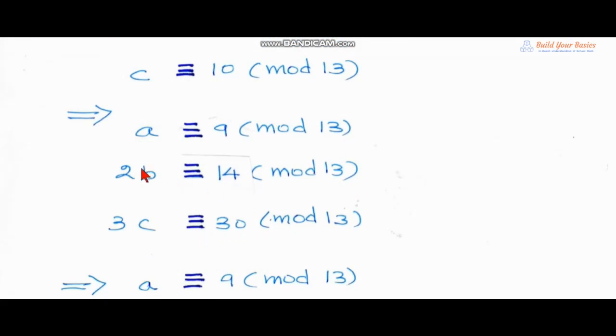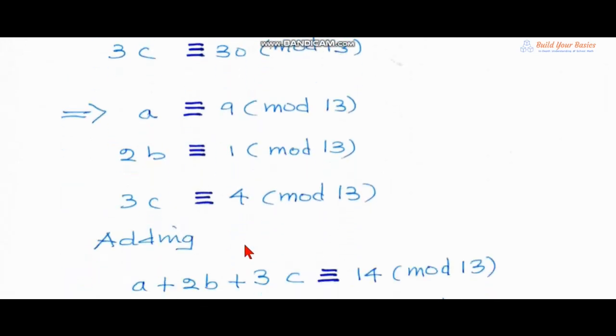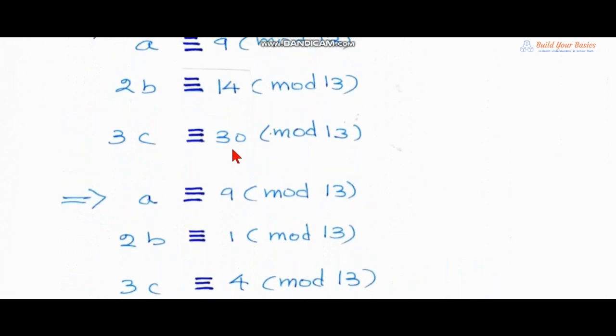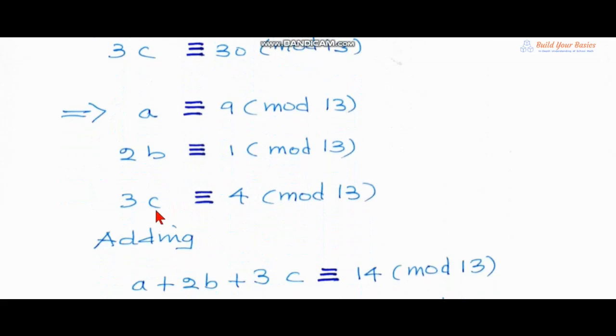Now we can simplify the second equation, third equation. We can divide 14 by 13 and take the remainder 1 instead of 14. We can divide 30 by 13 and take the remainder 4 instead of 30. So the equations can be rewritten as a is congruent to 9 mod 13, 2b is congruent to 1 mod 13 and 3c is congruent to 4 mod 13.